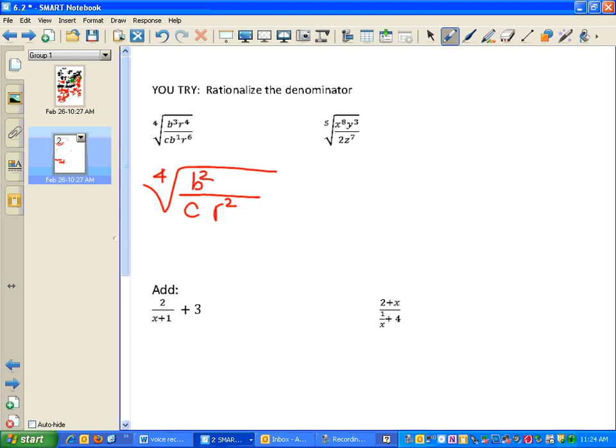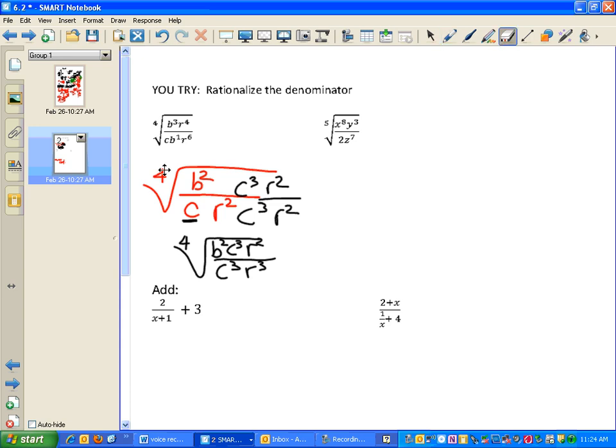Okay, so here's the rationalizing. I need groups of 4 for all of these, correct? How many C's am I missing? 3. I have 1, so I need 3 more. Right? You with me? How many R's are missing? Remember, we're doing this top and bottom. So I have the 4th root of B squared C cubed R squared over C cubed R cubed, don't I? No. C 4, R 4. Right?